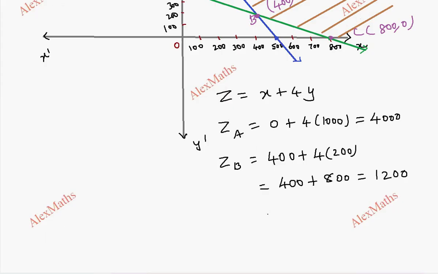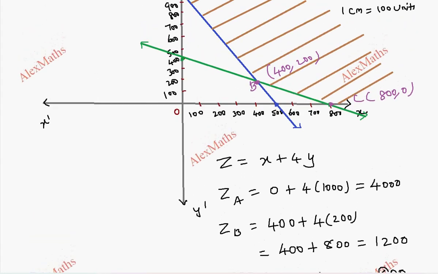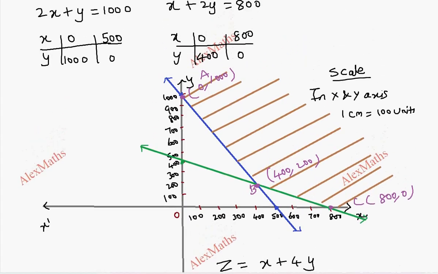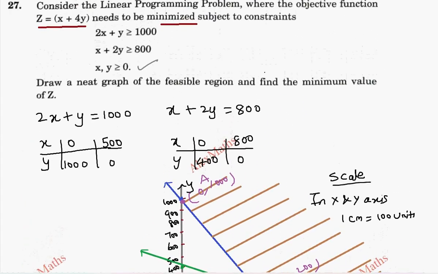Then 800, 0, which is ZC. So 800, since y is 0, totally this is 800. So we are getting the minimum value as 800, but we have to check whether this is the only point or we have any other minimum value.